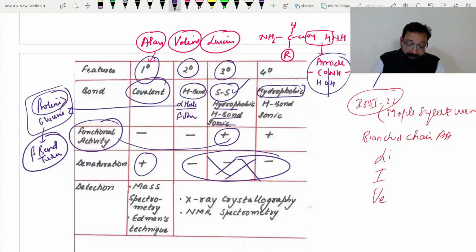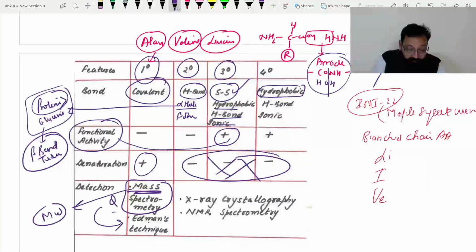One question: primary structure is best detected by mass spectrometry. Another technique is an advanced technique. Mass spectrometry mnemonic: mass means molecular weight. This technique, mass spectrometry, can tell you the amino acid sequence in a protein, and can also tell the molecular weight of protein. Question is asked: which of the following techniques can determine amino acid sequence in a protein and also molecular weight of protein? The answer was mass spectrometry.